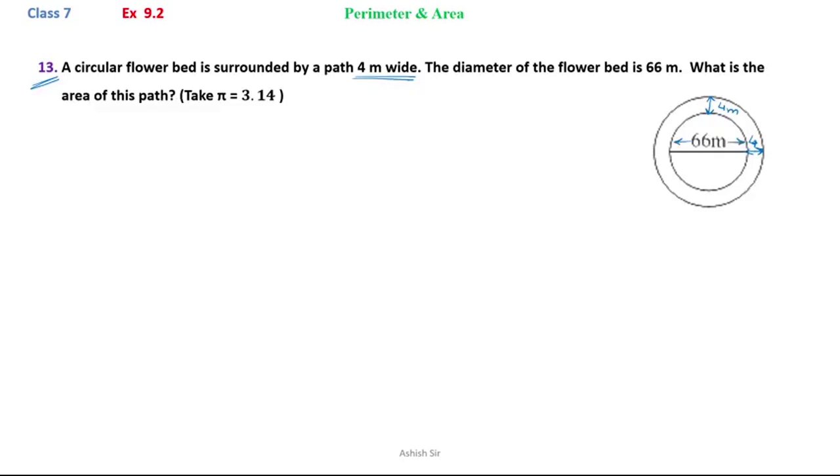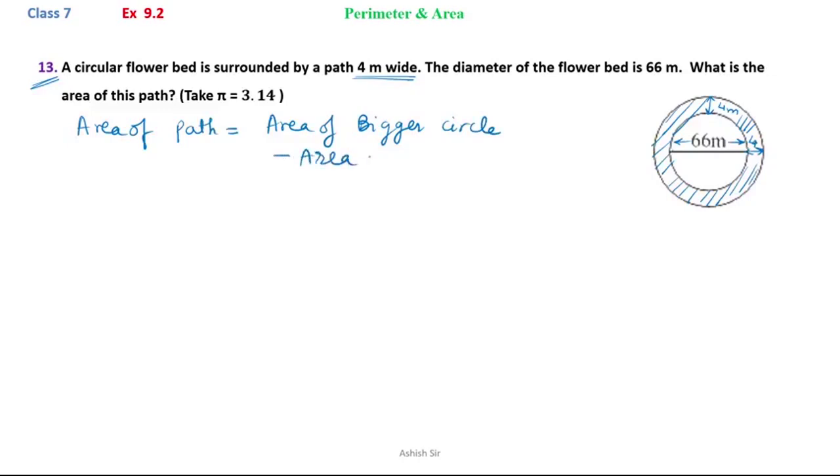The diameter is given. What is the area of the path? Now we need to find out the area of this path. How we can find the area of the path is we need to find the area of the outer circle and inner circle. By subtracting their areas, we can get the area of the remaining path. So we can write here that area of path is equal to area of bigger circle minus area of smaller circle.